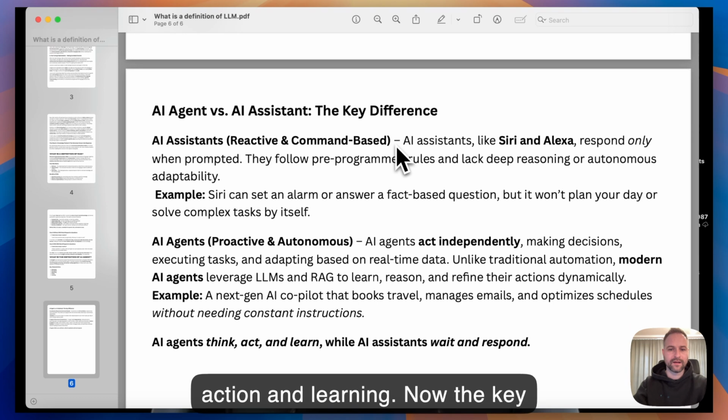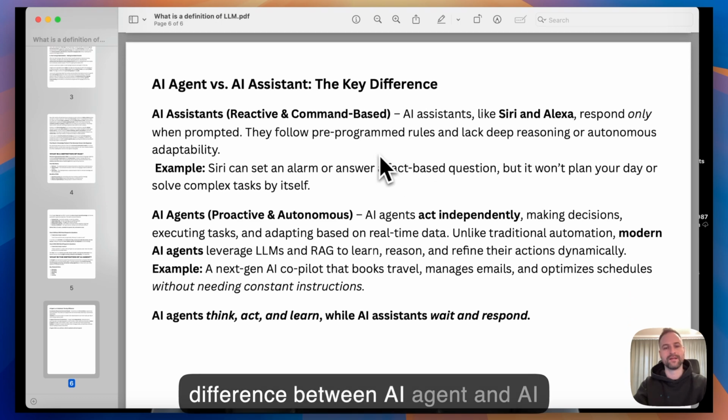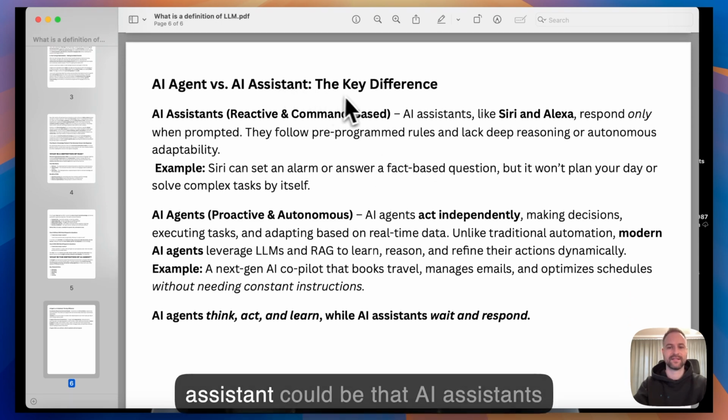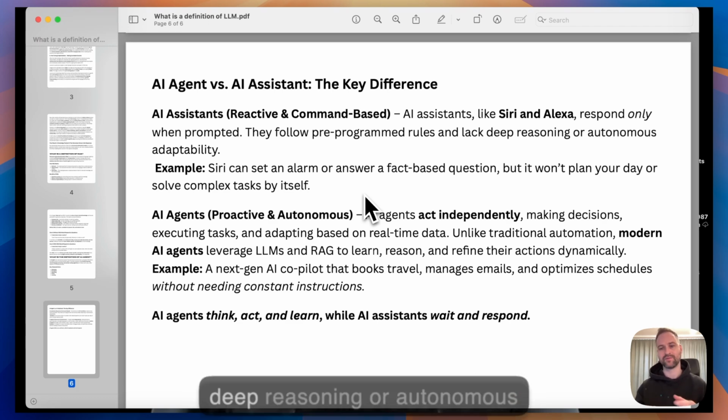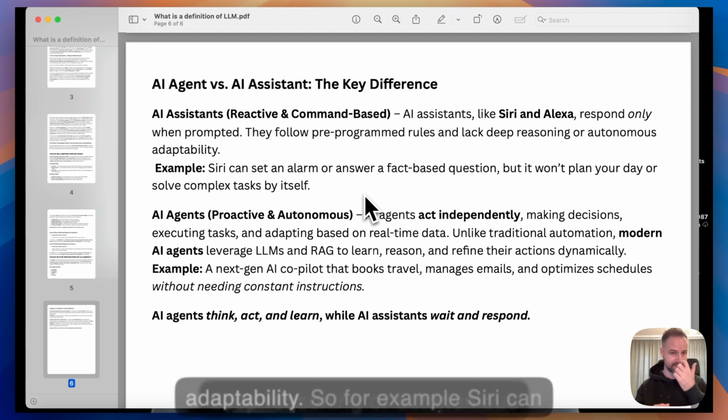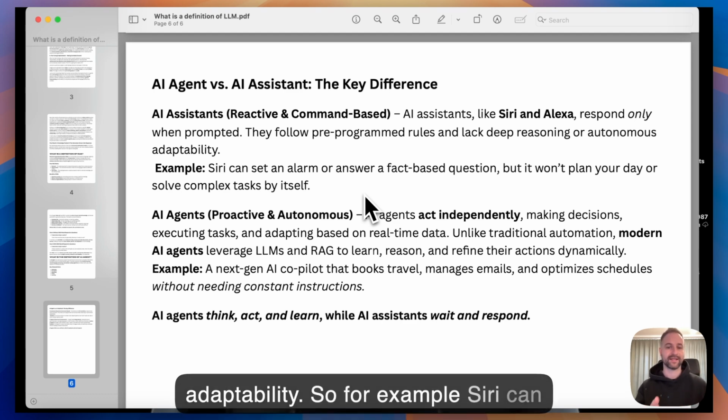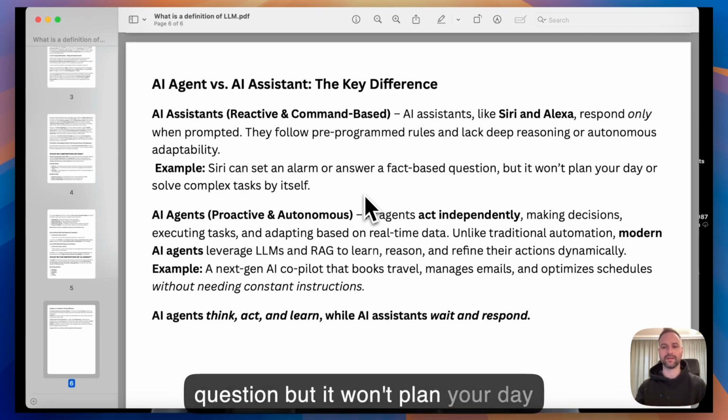Now, the key difference between an AI agent and an AI assistant is that AI assistants are mostly reactive and command-based. For example, if you recall, Siri and Alexa respond only when prompted. They follow pre-programmed rules and lack deep reasoning or autonomous adaptability. So, for example, Siri can set an alarm or answer a fact-based question, but it won't plan your day or solve complex tasks by itself.